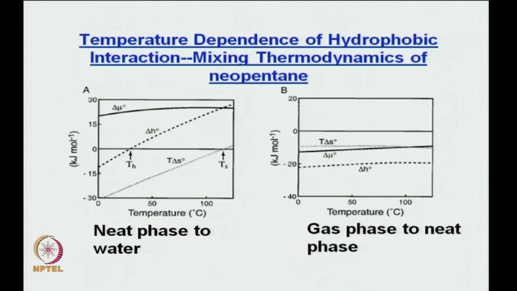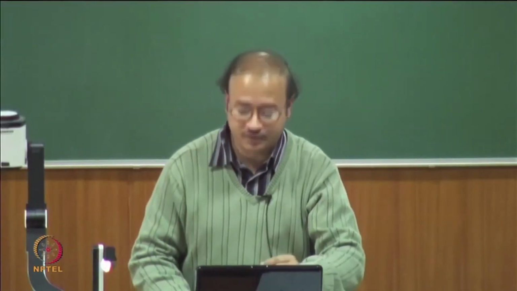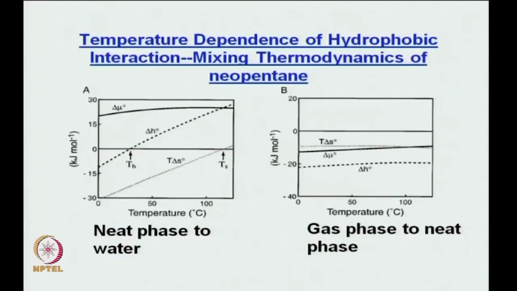The right panel, what does it show? It tells you that you are taking a neopentane molecule now. It does not make sense to take a neopentane molecule out of neopentane and put it back in neopentane again. So what it tells you is you take a neopentane molecule in the gas state, vapor state, and then put it in neopentane itself. That is why it says gas phase to neat phase, that means neopentane gas phase to neopentane liquid phase, and the other one was neopentane liquid to neopentane in water. Is it clear?